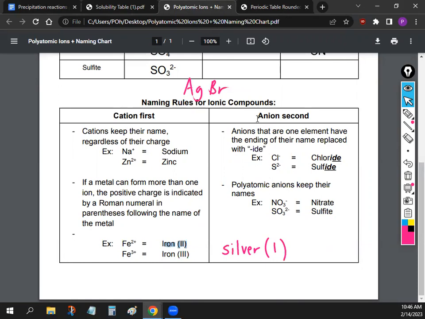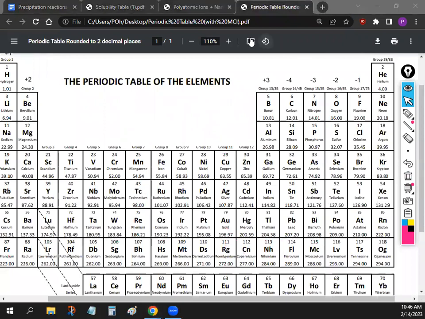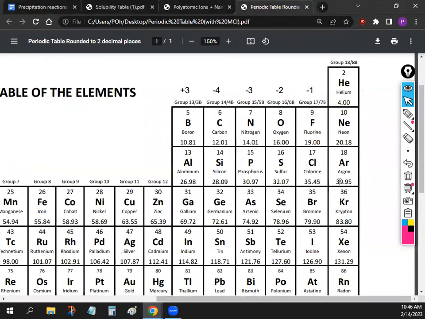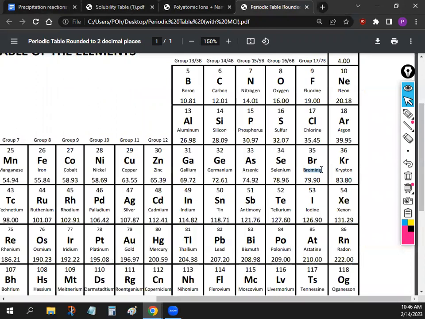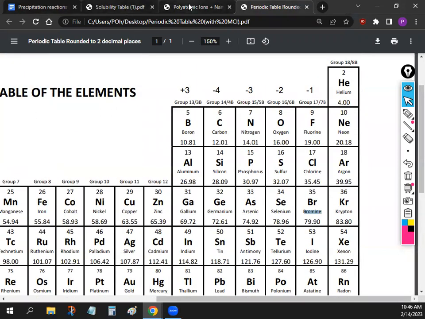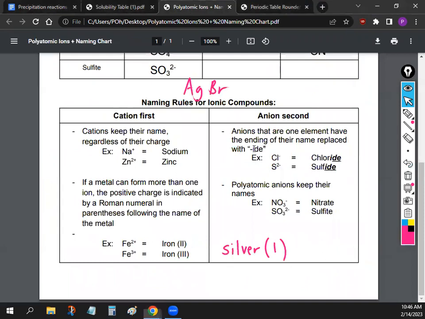Okay, let's go to the second part. The second part is the anion, so we're going to write the negative 1. The negative 1 is Br. If we take a look at the periodic table, what element is Br? Yeah, bromine, right? But since we get the anion from the periodic table, we have to change the ending to -ide. So instead of bromine, it's going to be bromide. So AgBr, the full name is silver(I) bromide. Okay, and that's pretty much it.